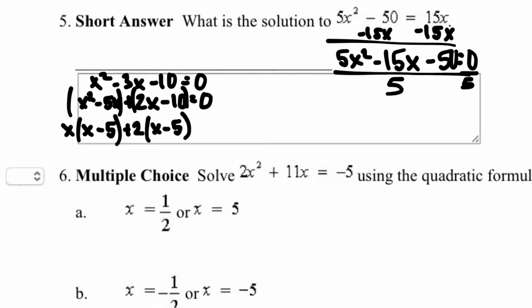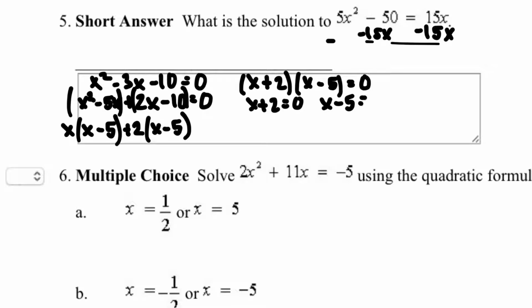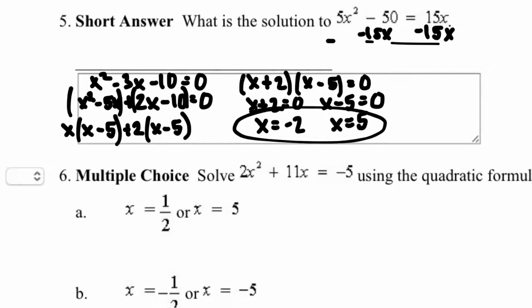I can factor that and say it's x plus 2 for my first factor, and x minus 5 is my second factor. Set that equal to 0. When I set it equal to 0, I can now split them up and solve them. X plus 2 equals 0. X minus 5 equals 0. Solve the left side and I get x equals negative 2. Solve the right factor and I get x equals 5. There's your two solutions. Okay, x equals negative 2 and 5.